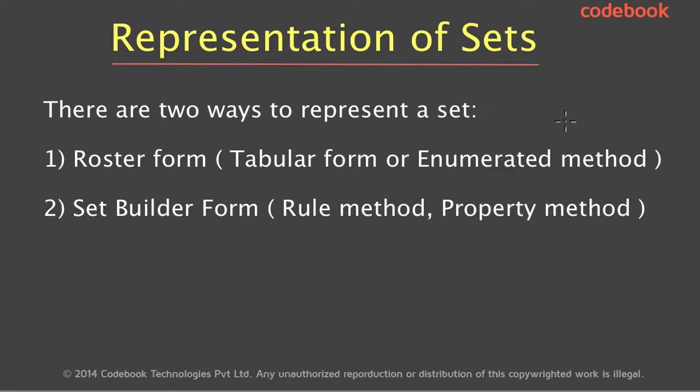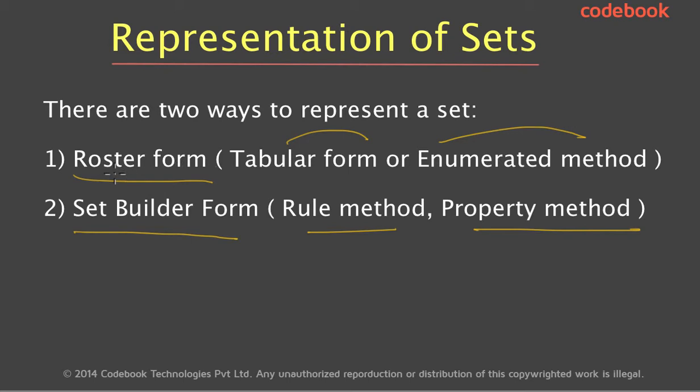So now let's talk about representation of sets. So far we have seen the notation of sets. Now let's talk about the representation of sets. There are two ways in which you can represent a set. One is called the roster form. The other is called the set builder form. Roster form is also called as a tabular form or an enumerated method. Similarly, the set builder form is also called as the rule method or the property method. But for the most part, we call them roster form or the set builder form.